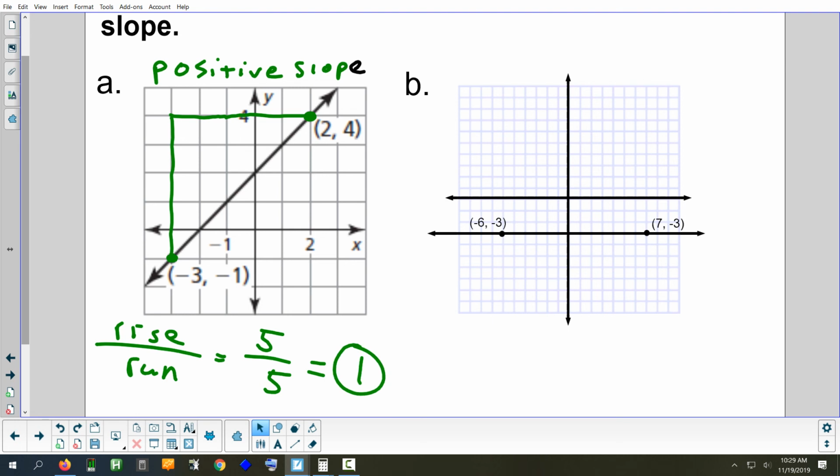Is the slope description like the rise over run? Yes. Slope is rise over run.